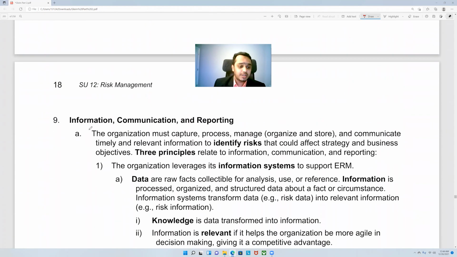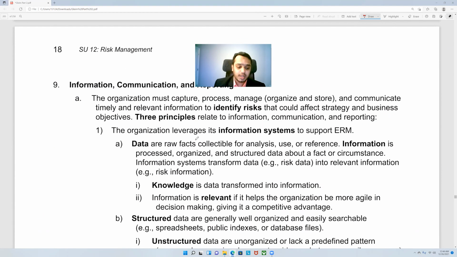Now moving on towards information, communication and reporting. See, an organization leverages its information system to support ERM. The data, the raw facts, help in understanding what types of risk can affect the organization, and what can be the timely communication of, okay, this is something which is risky, this is a red flag which is going to come in.